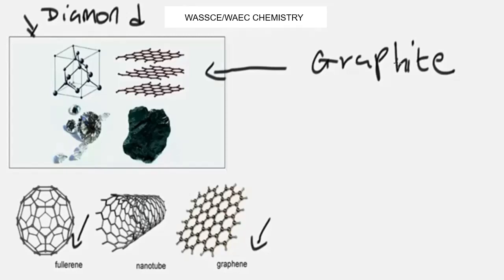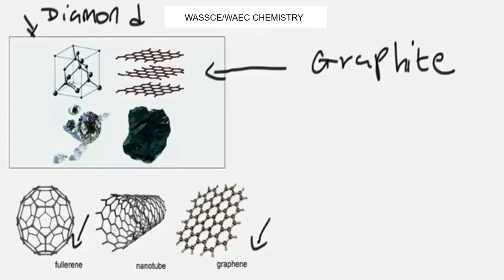Now let's look at the basic uses of graphite. Graphite can be used as a lubricant, as a writing material, and also as batteries. So take note of these uses of graphite. One more thing before we go to graphene: note that graphite has a hexagonal shape, in case you're asked.